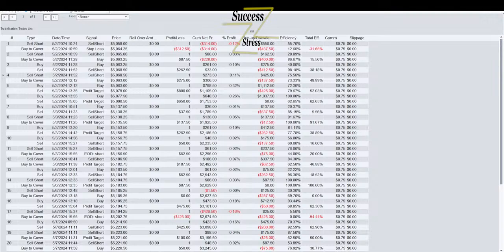Buy, hit the profit target. Buy. Okay, this is a new day, so it's the 3rd. So you buy, sell short. Instead of hitting the profit target, it got a sell short signal, and so it sold short instead of waiting for a take profit. Okay, I think I see what's happening.